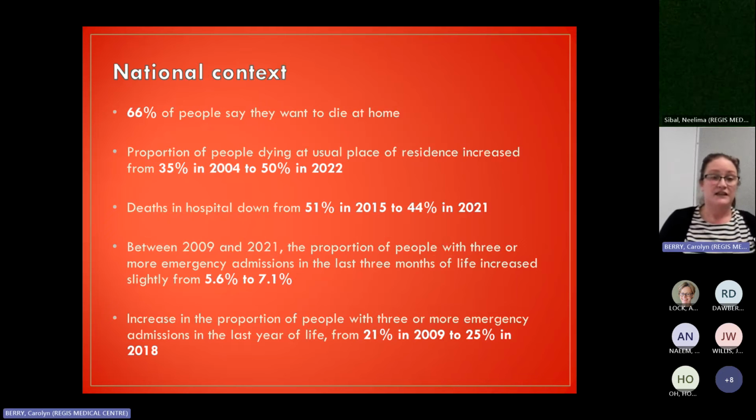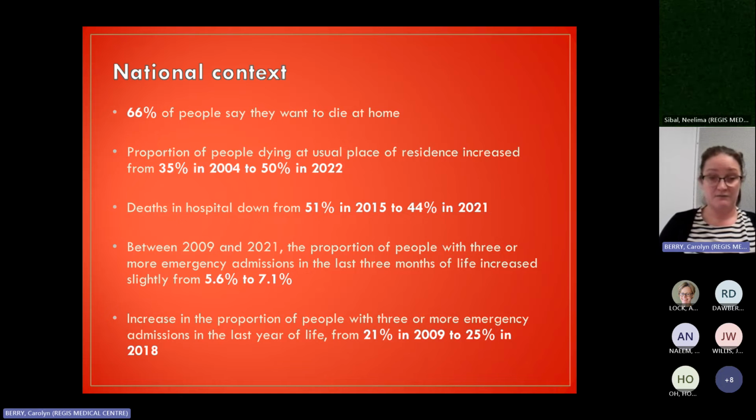So just to give you a bit of context for how well we're doing as a country or as a nation, 66% of people say they want to die at home. And the good news is that as a country, we're doing very much better at delivering that. So in 2004, 35% of people were dying at home. So almost half of people that wanted to were dying at home. And in 2022, that had increased to 50%. So we're doing much better.